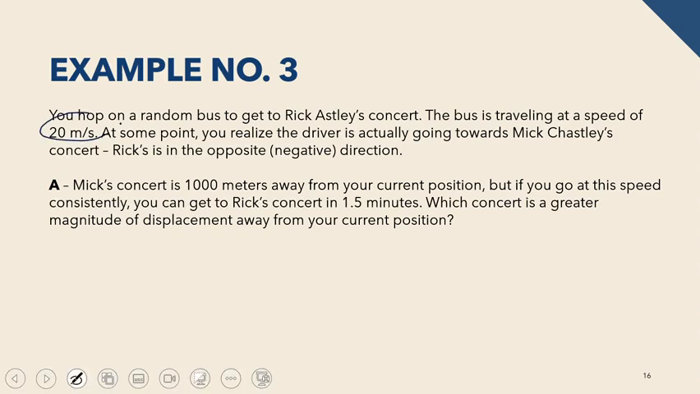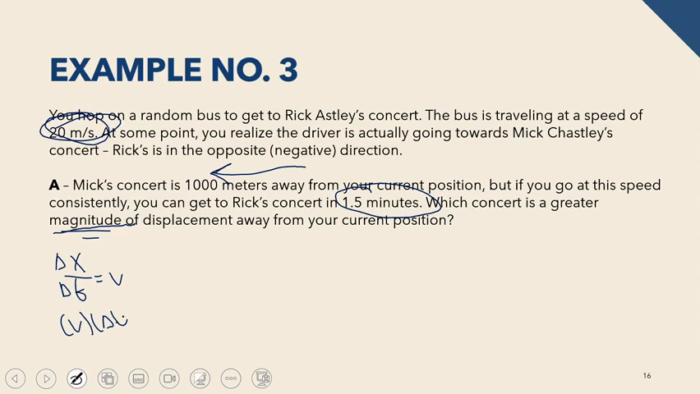So what they're basically saying is, if you travel at the speed we're going right now, 20 meters per second, but in the other direction, then we can get to Rick's concert in 1.5 minutes. However, they are just asking for which concert is a greater magnitude of displacement away from our current position, so we don't really need to think about velocity or direction. We can just take the speed and run with it. So we learned from earlier that displacement over time is equal to velocity, or rather, change in displacement over change in time. So this means that velocity times time is actually equal to displacement. And hey, we have both velocity and time right here. So let's multiply them together.